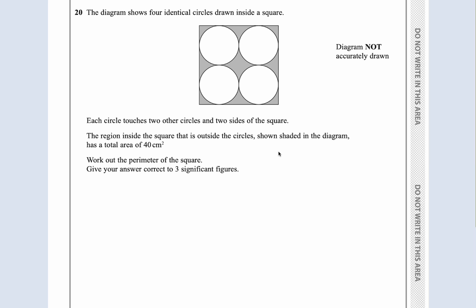Okay, question 20. Diagram. The diagram shows 4 identical circles drawn inside a square. The circles touch, fine. The region inside the square that is outside the circles has a total area of 40 centimeters squared. Work out the perimeter of the square. Okay, tricky, guys. This is a tricky question. Right, I am going to call the radius of the circle R. Now, if that radius is R, we have a radius R plus R plus R plus R, that's 4R, so the length of the square is actually 4R, as is the height, or the width of the square. So this is R plus R plus R plus R, and it's the same this way.